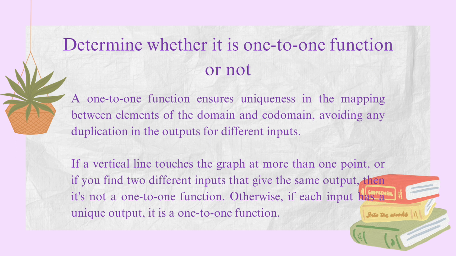If a vertical line touches the graph at more than one point, or if you find two different inputs that give the same output, then it's not a one-to-one function. Otherwise, if each input has a unique output, it is a one-to-one function.